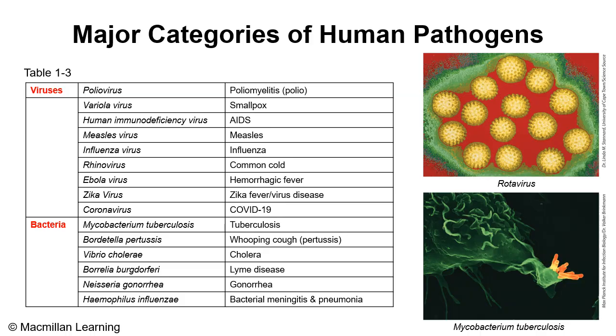All right. So here are some examples of well-known pathogens in each of those categories. Okay. So you have here pathogen that causes smallpox, so that's variola virus. You have another one that causes AIDS, so HIV. You have measles virus, right? Influenza, rhinovirus. What is it that rhinovirus causes? Usually, a cold, right? Ebola. What does Ebola cause?